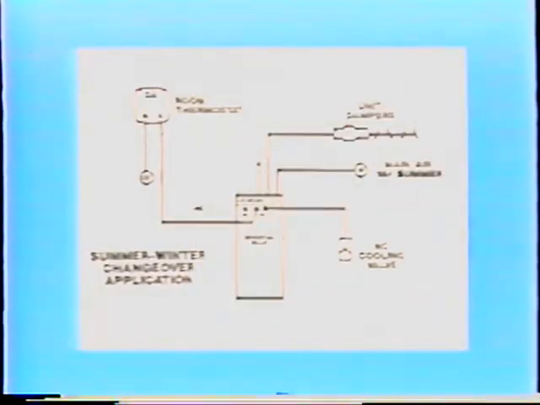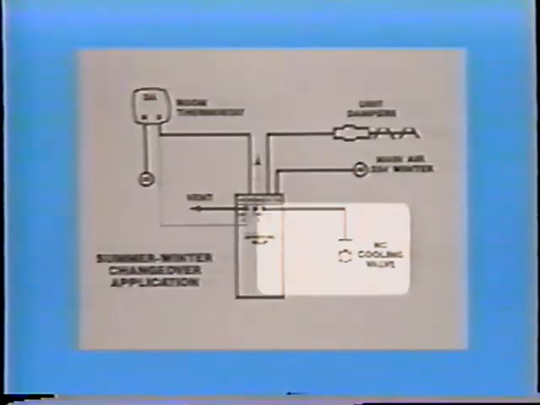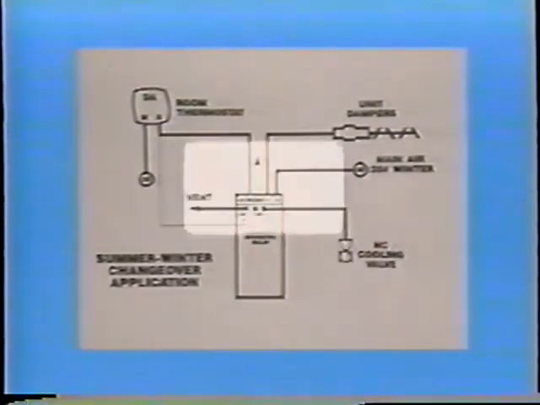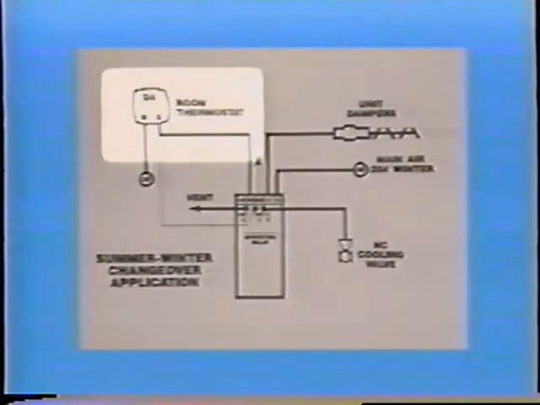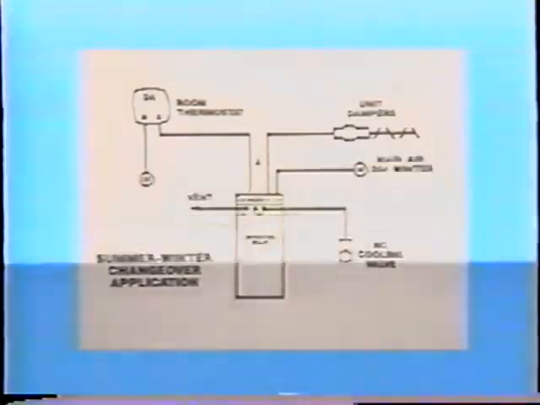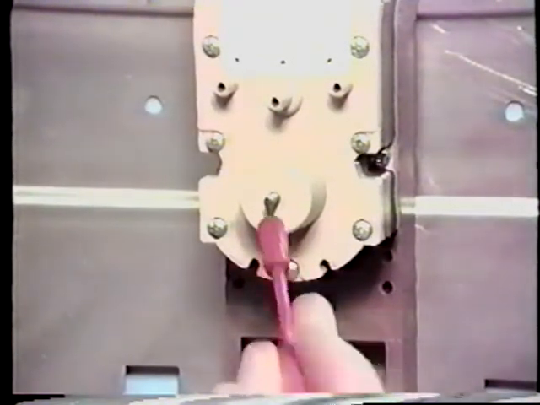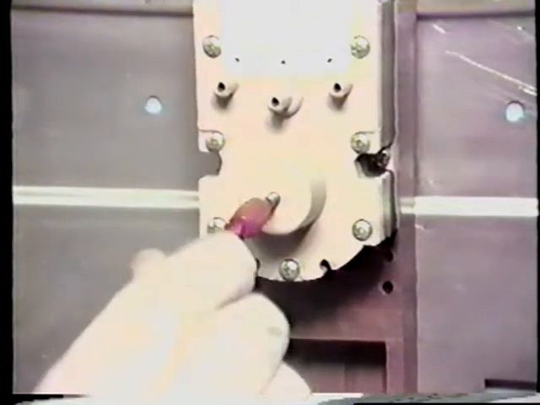When the system is switched over to the winter mode, the signal to the cooling valve is blocked, and the cooling valve is allowed to bleed down and close. At the same time, the thermostat signal is connected to the unit dampers, so it may control the heating and ventilation cycle. The only adjustment to be made on this relay is the switching adjustment. It is made here with a 5/64 hex wrench.